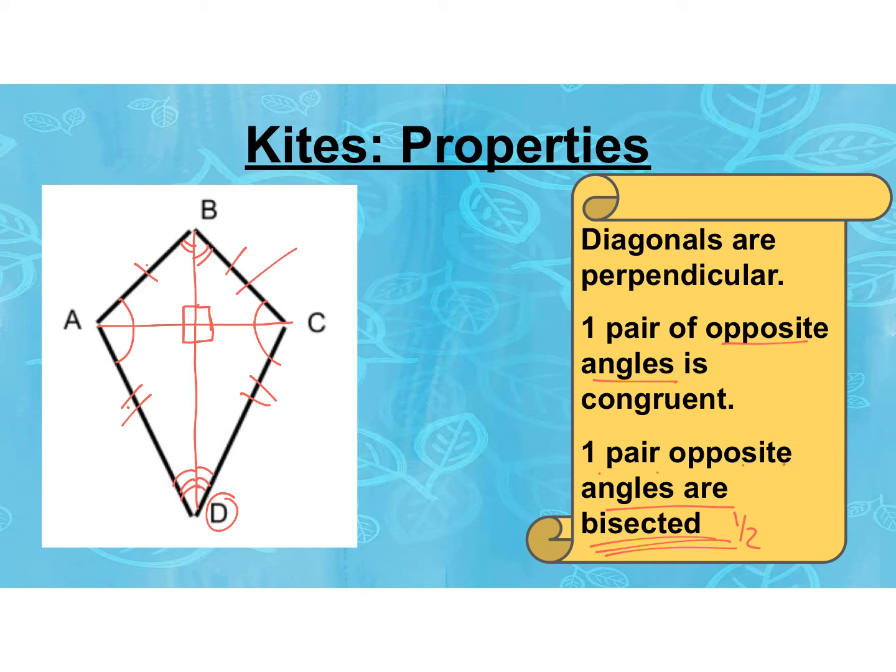And if you notice, this right here is a little right triangle. It's congruent to this little right triangle. And this is a bigger right triangle. And this is a right triangle. So we could use Pythagorean theorem, lots of things inside of kites.